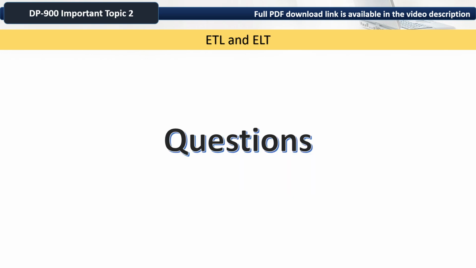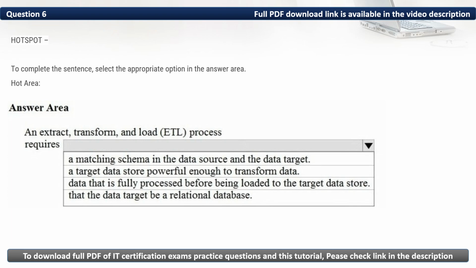To the questions related to the same topic, question 6, hotspot. To complete the sentence, select the appropriate option in the answer area. To the answer area, an extract, transform, and load process requires. Here, the correct option is data that is fully processed before being loaded to the target data store.